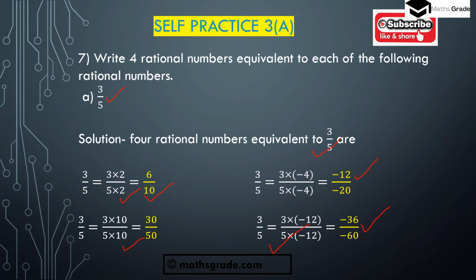So 4 rational numbers equivalent to 3 divided by 5 are 6 divided by 10, minus 12 divided by minus 20, 30 divided by 50, and minus 36 divided by minus 60. These are the 4 rational numbers equivalent to the rational number 3 divided by 5.